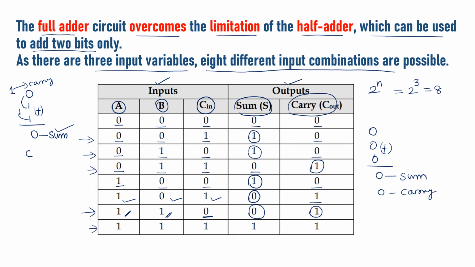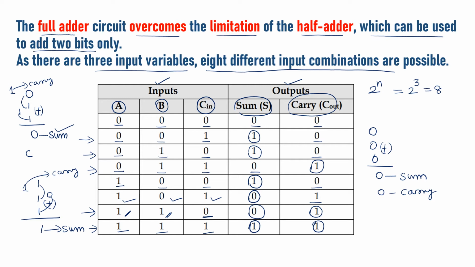And then here three ones are there. So 1 plus 1 plus 1. We are going to add this. 1 plus 1 is 0 and carry will be 1. Again 0 plus 1 gives 1. So here the sum is 1 and carry is also 1. See here, A is 1, B is 1 and C is 1, so sum is 1 and carry is 1. So this is about the truth table of the full adder circuit.